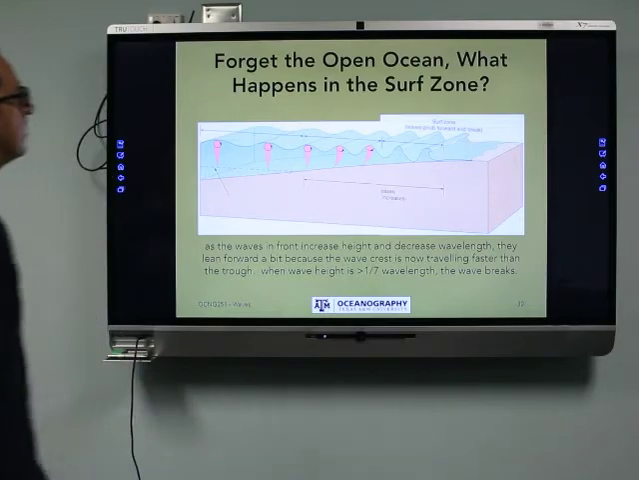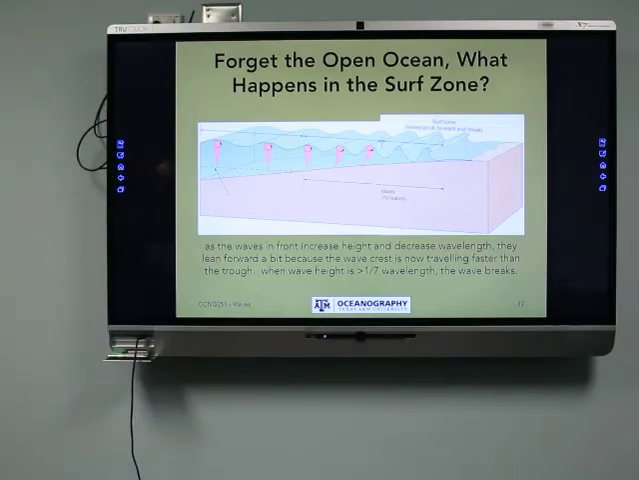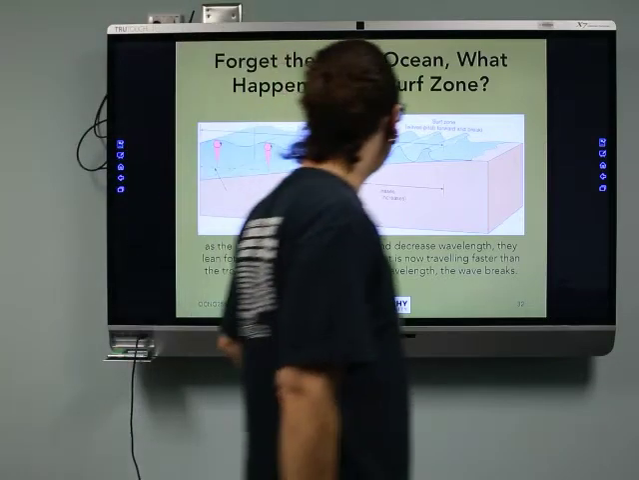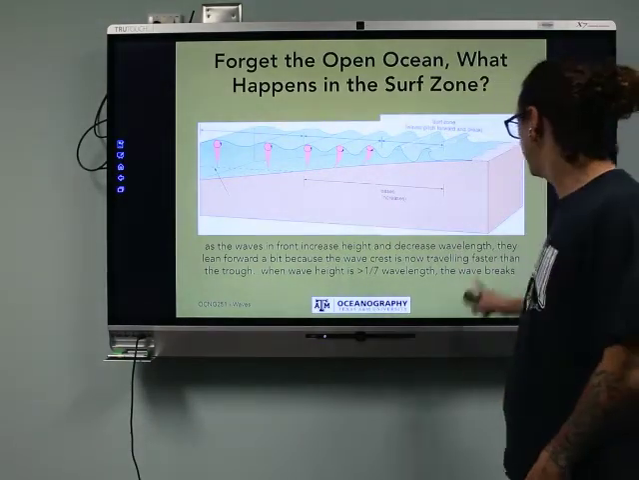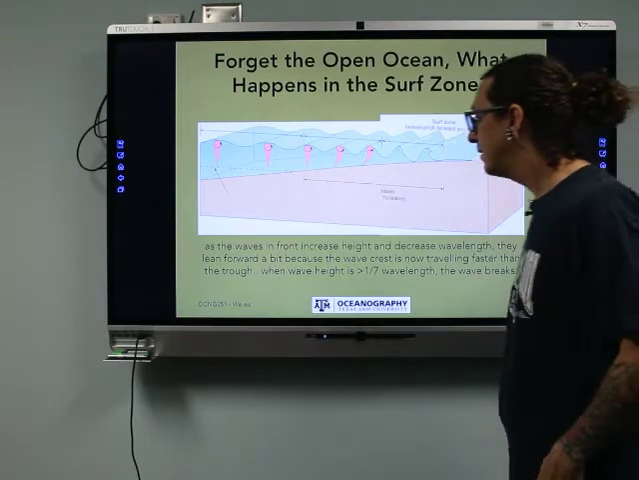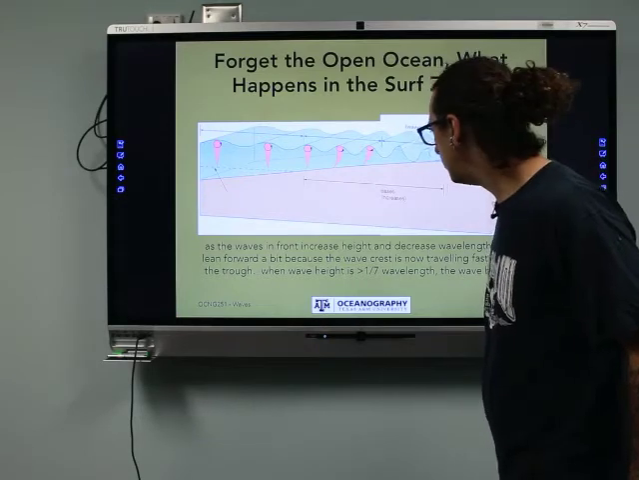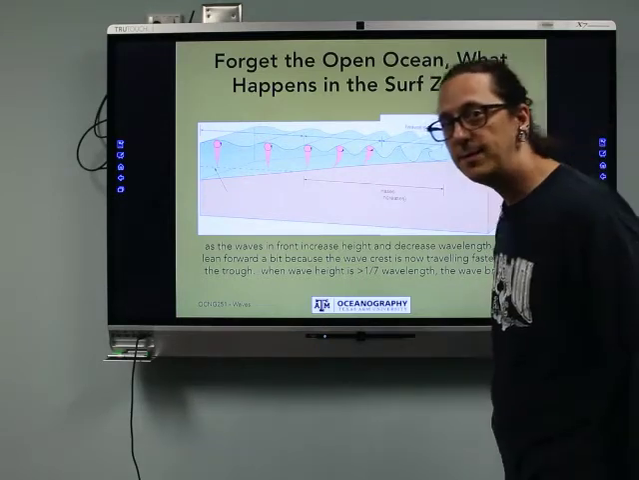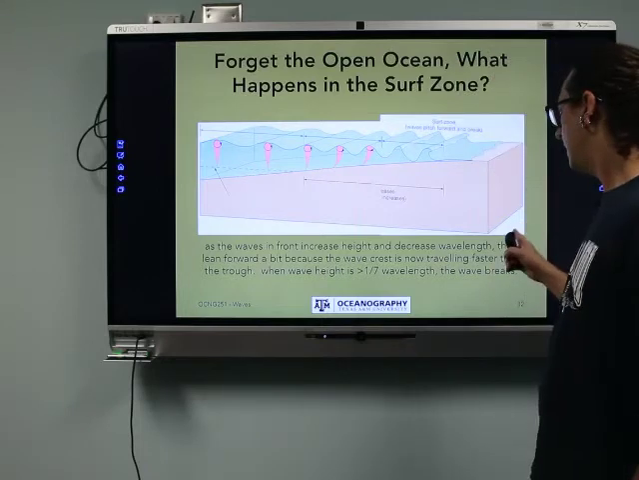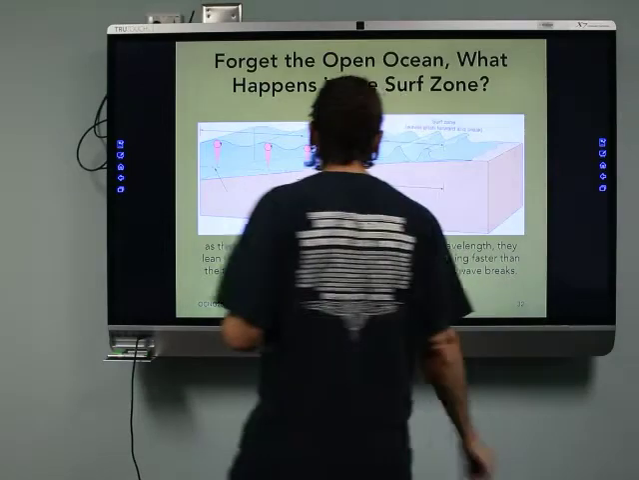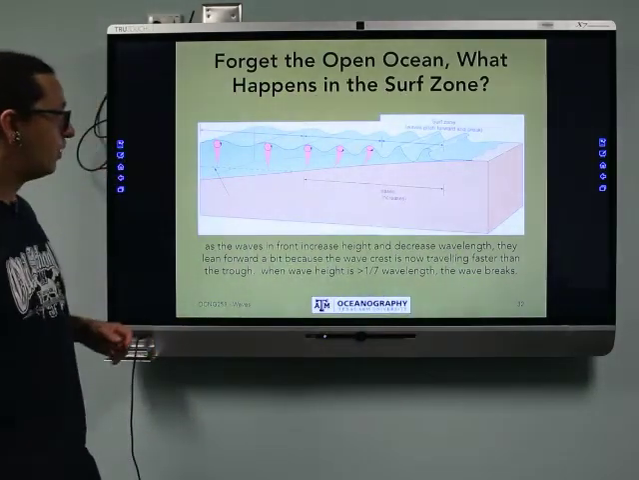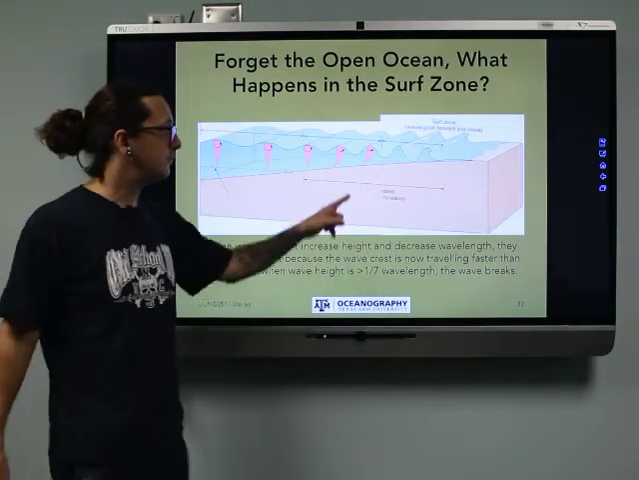Finally in the surf zone, the wave pitches forward and breaks. As the waves in front increase height and decrease wavelength, what do you think is going to happen now? They're going to lean forward a little bit. Whoa, whoa. Right, that was me leaning forward, trying to keep my balance. Because the wave crest is now traveling faster than the trough. When a wave height is greater than 1/7 the wavelength, we talked about this, the wave will break.